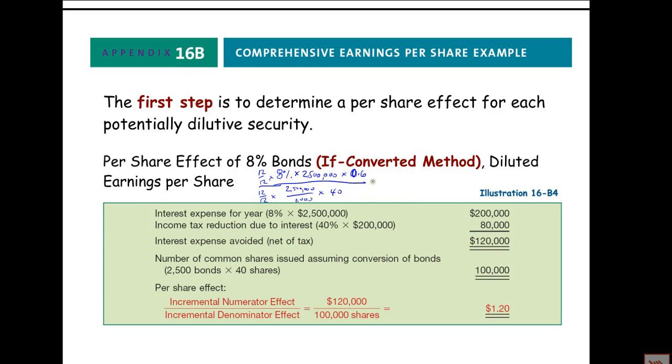All right, and we put this together, what do we get? Interest expense net of tax is 120,000, and the number of shares issued upon conversion would have been, remember, this isn't really happening, we're saying if it would have happened, and this is $1.20.